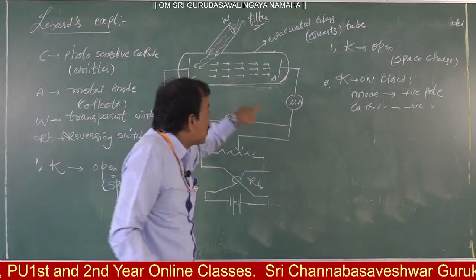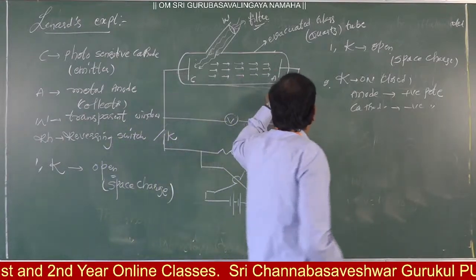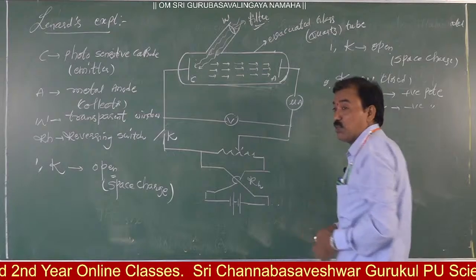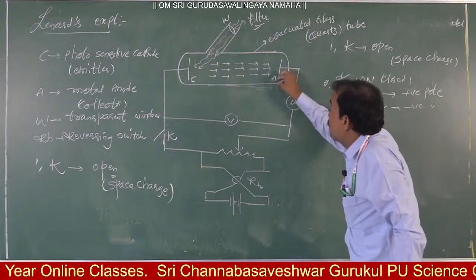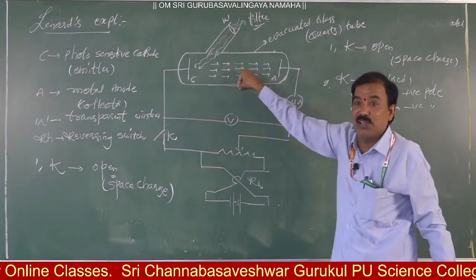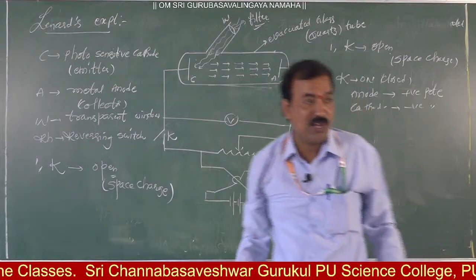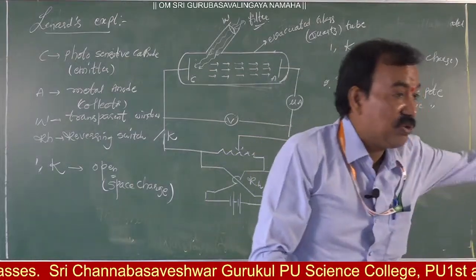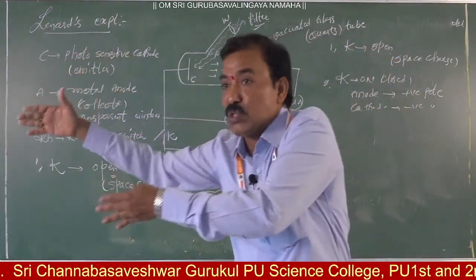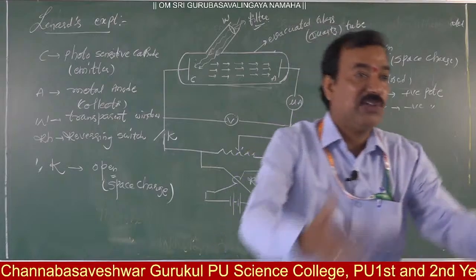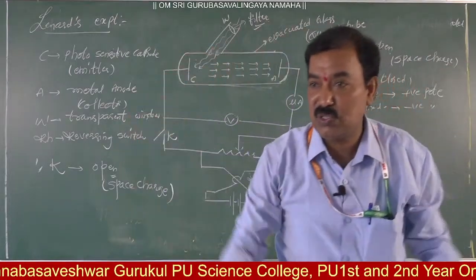Next, what happens here? This side has a positive charge, so all the electrons are attracted by it. In the previous class I gave one example: all the students are coming from this door, and the second door is closed. What happens here? The classroom gets completely filled with students.